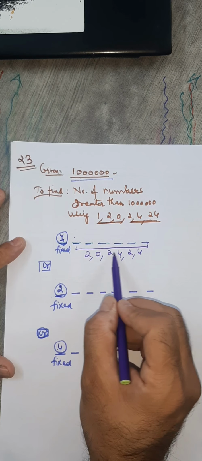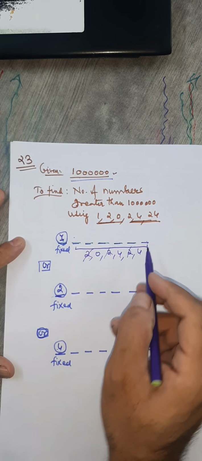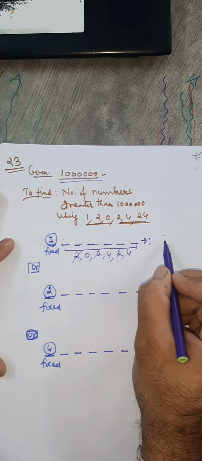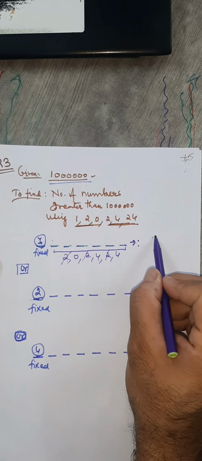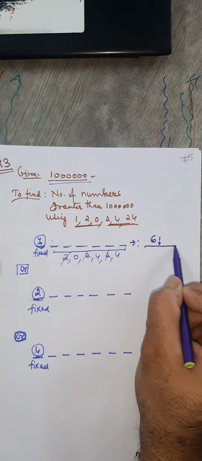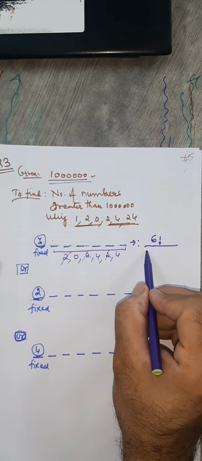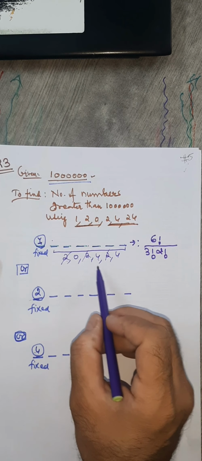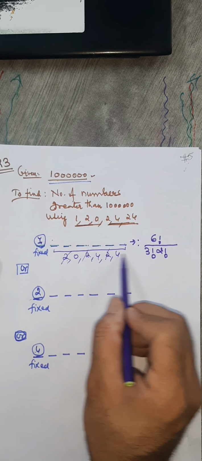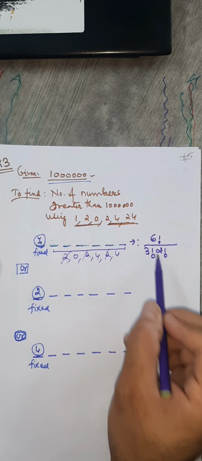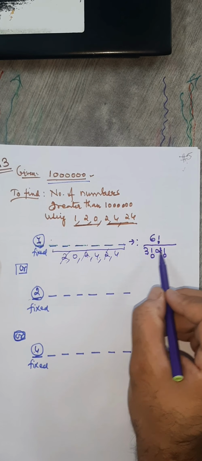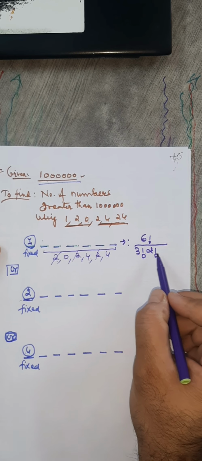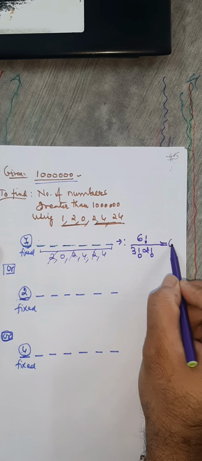Here, sorry, 2 repeated 3 times and 4 repeated 2 times. So how many ways can this be done? Permutation with like objects: 6 factorial upon 3 factorial into 2 factorial. Why 3 factorial? Because 2 is repeated 3 times, and this is 2 factorial. Simplify this. If you simplify, you will get 60 probably.